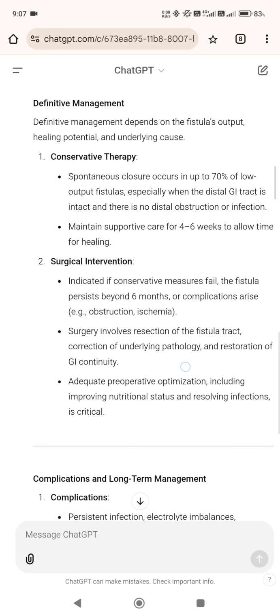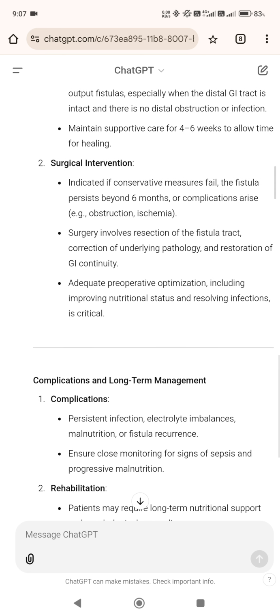2. Surgical intervention. Indicated if conservative measures fail, the fistula persists beyond 6 months, or complications arise, e.g., obstruction, ischemia. Surgery involves resection of the fistula tract, correction of underlying pathology, and restoration of GI continuity. Adequate preoperative optimization, including improving nutritional status and resolving infections, is critical.